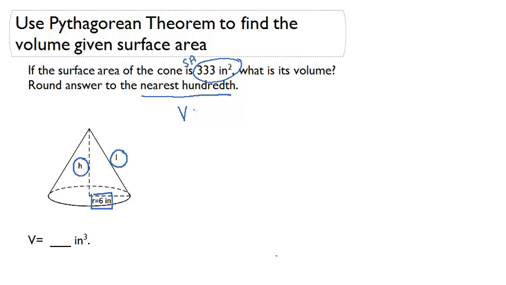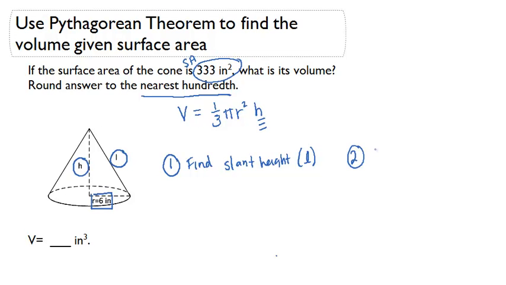So let's recall the volume formula for a cone is 1/3 times pi r squared times h. We need to find the height in order to find the volume. And in order to get the height, we have to do something before we can even start to figure out the height. We need to find the slant height. So our first step is going to be to find the slant height, which is the L. Our second step is then going to be to use Pythagorean Theorem, as we saw in the previous example, to find the height.